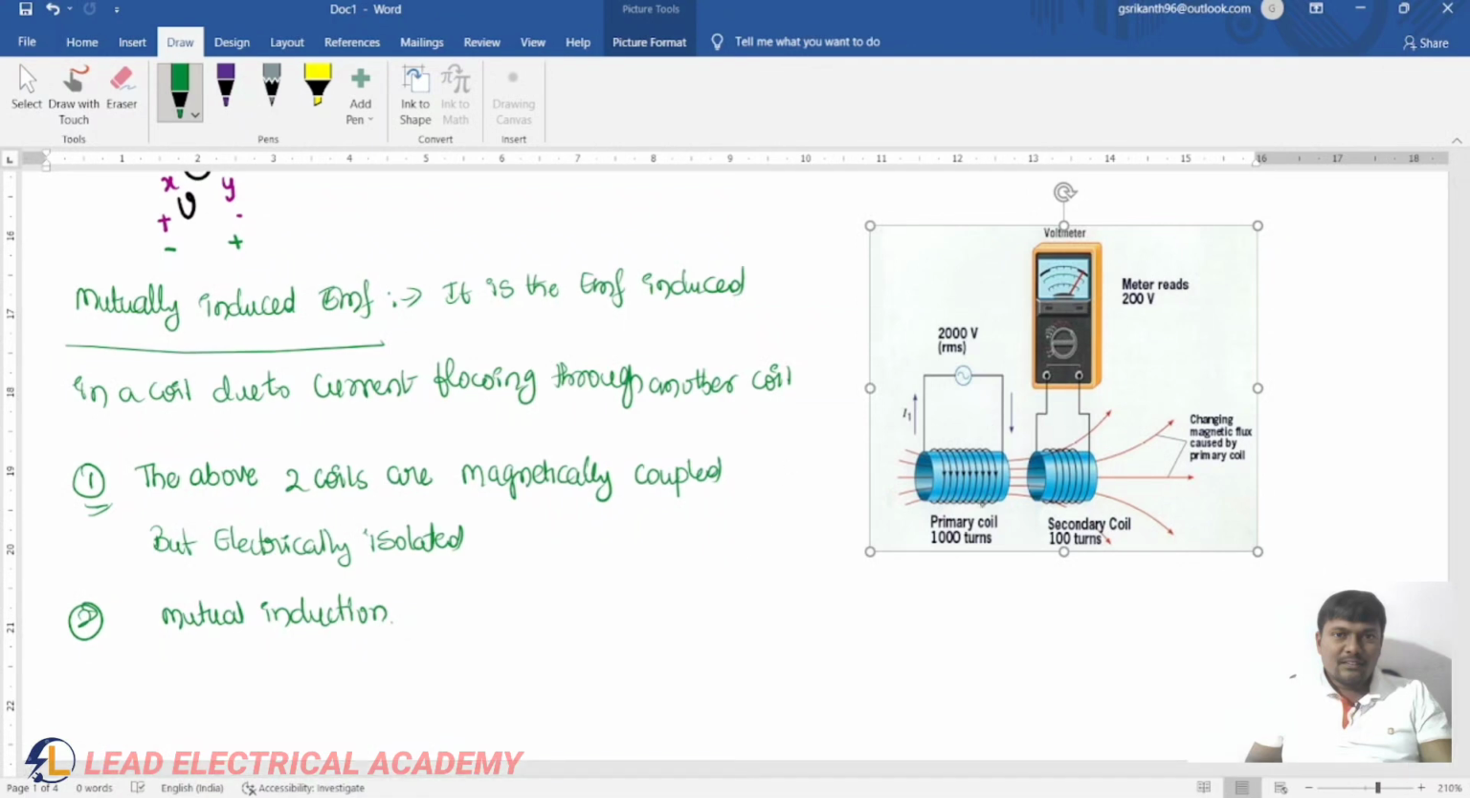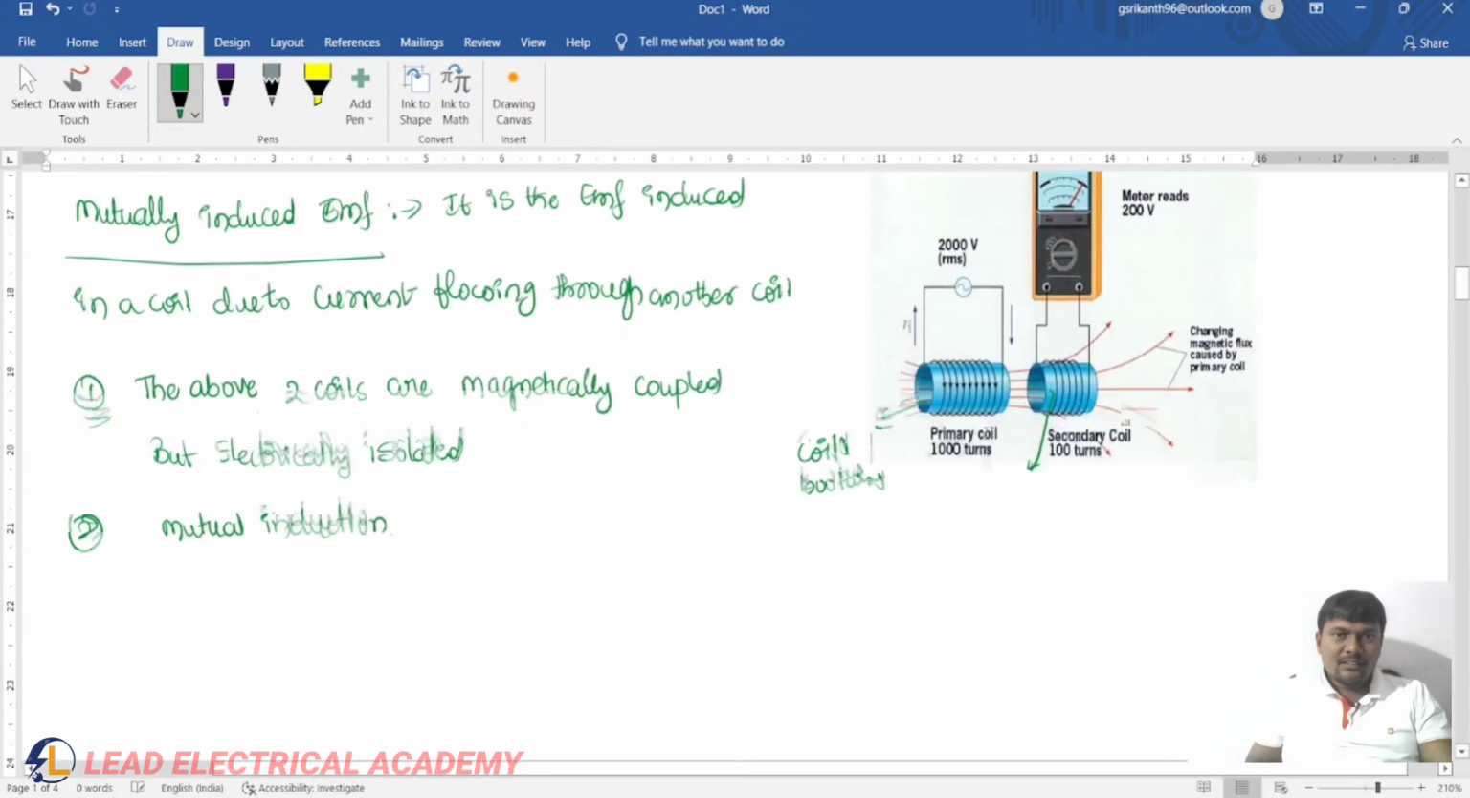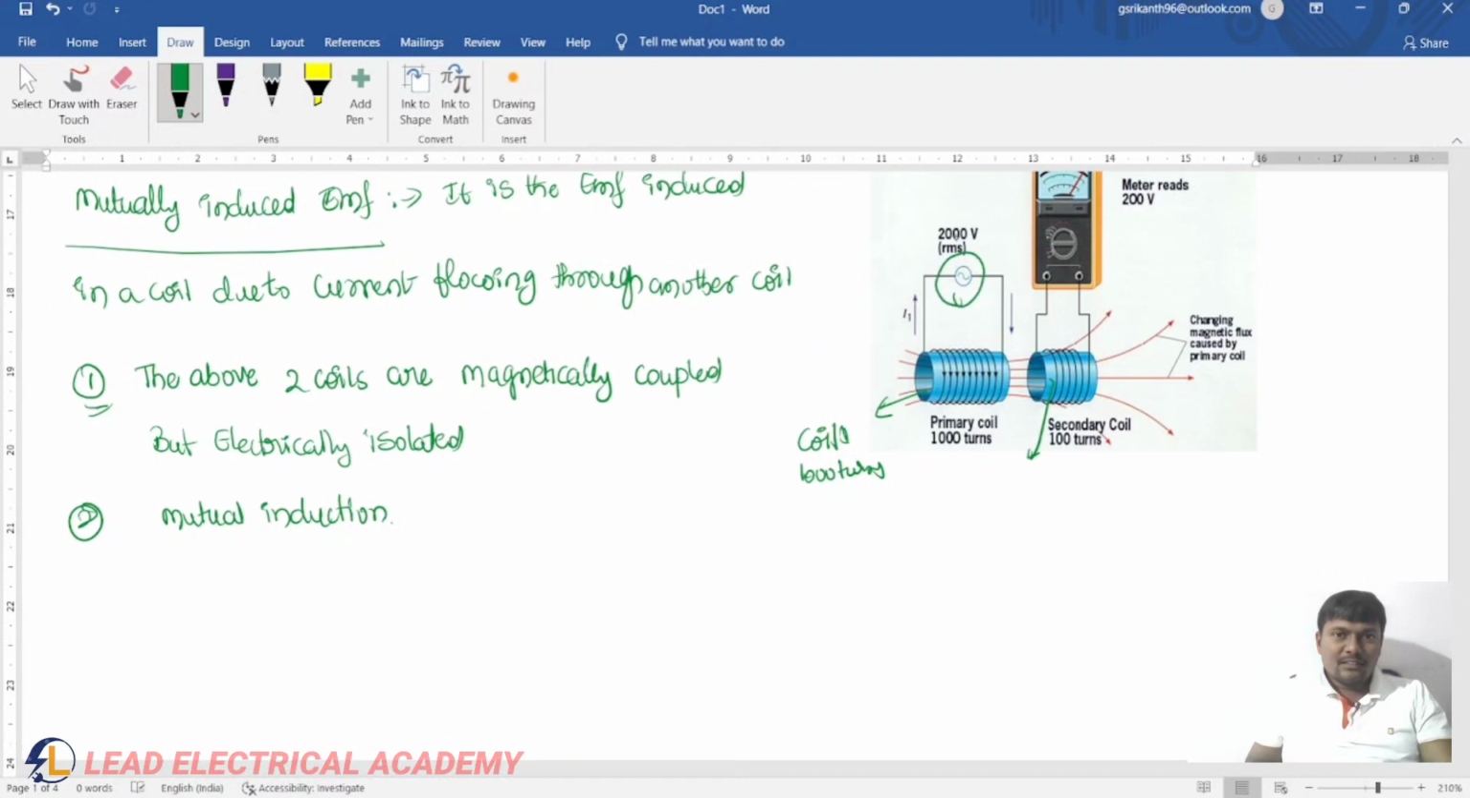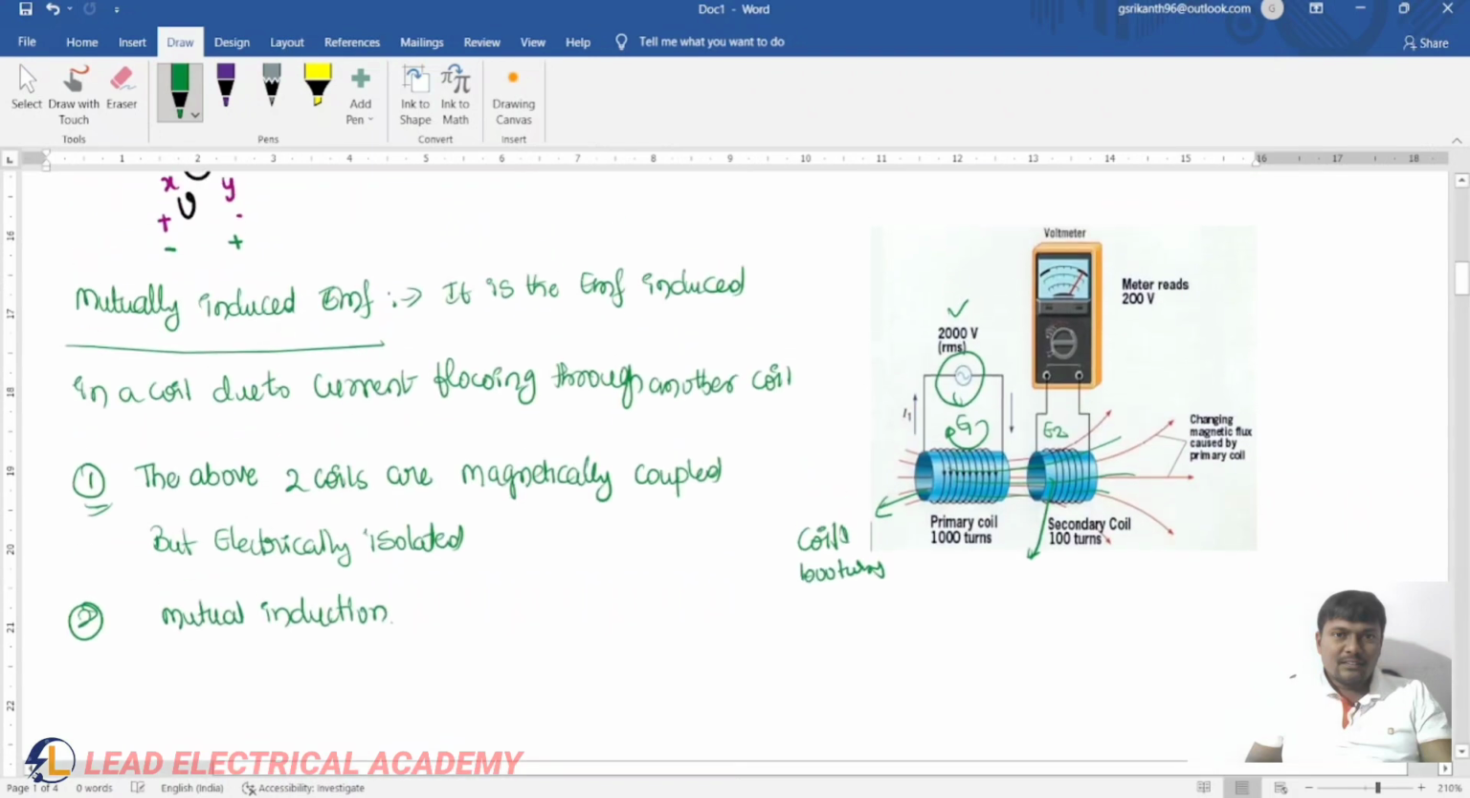You can observe this. The primary coil, or coil 1, consists of 1000 turns, and the other coil consists of 100 turns. If I give a sinusoidal supply whose RMS value is 2000 volts, the current circulates through the coil during the positive half cycle, and the negative half cycle changes, and the flux will be produced. The flux produced during the positive half cycle is like this. The flux links with coil 1 as well as coil 2, and an EMF is induced in coil 1 and coil 2. If you connect a voltmeter, based on the number of turns, for 1000 turns it is 2000 volts, and for 100 turns it is obviously 200 volts.